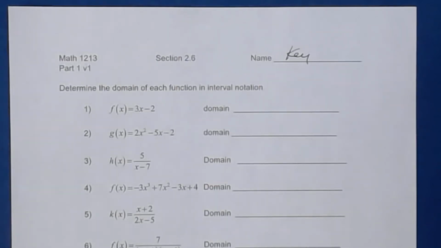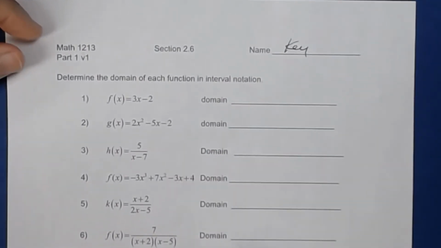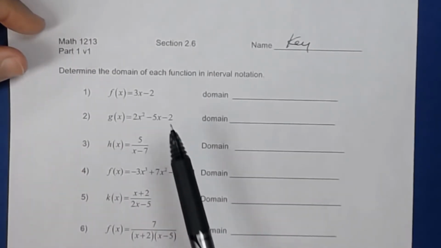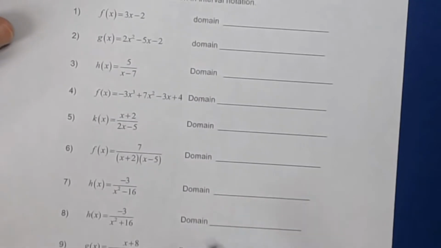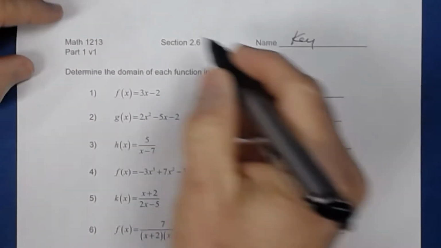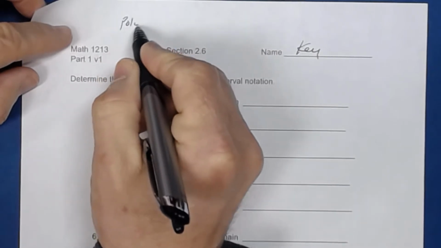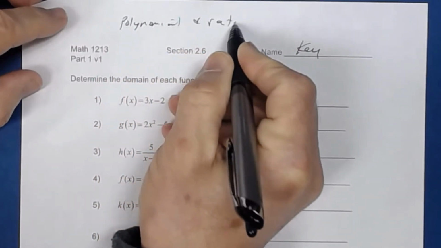Okay, so this is the key to worksheet 2.6, part 1. On this worksheet, you want to find the domain of each of the following functions. Now, some functions are polynomial functions, and some of the functions are rational. So this worksheet deals with polynomial and rational functions.